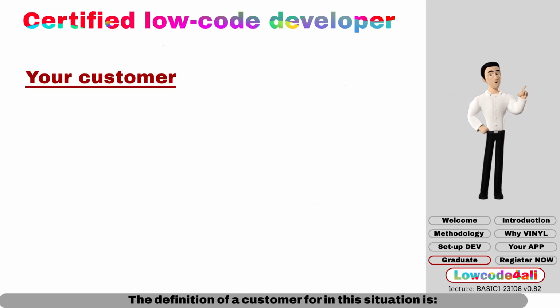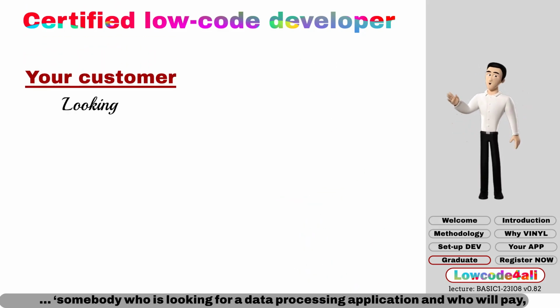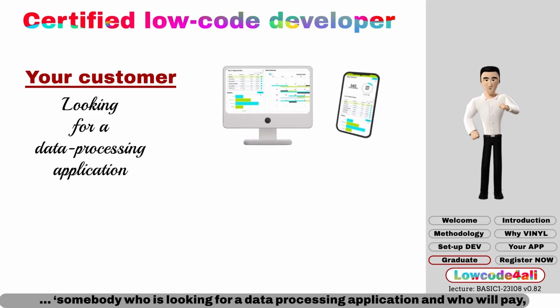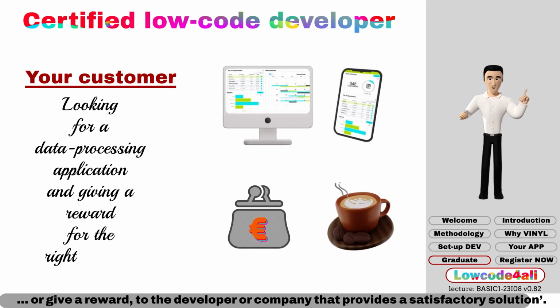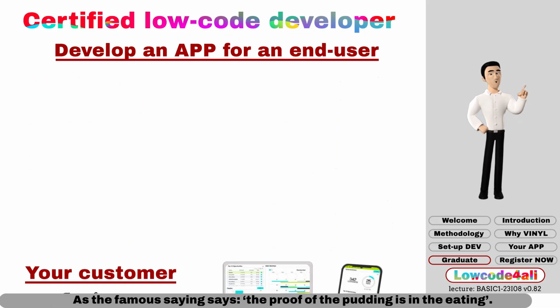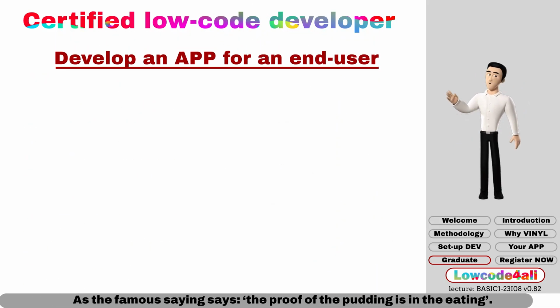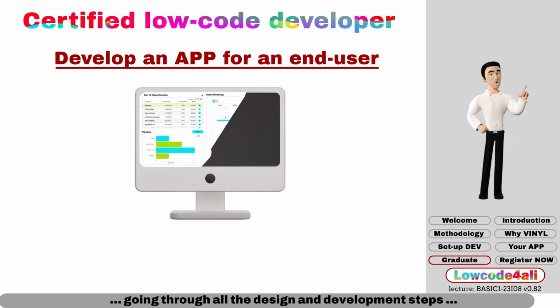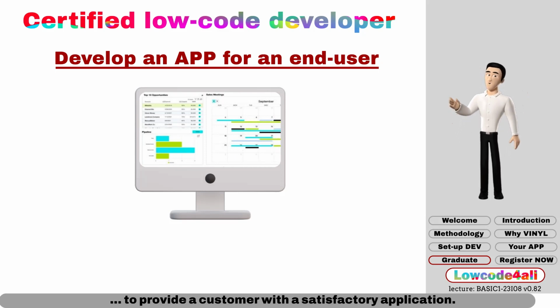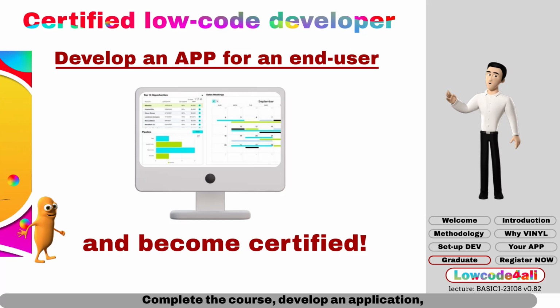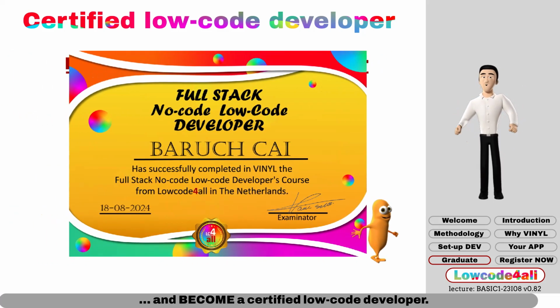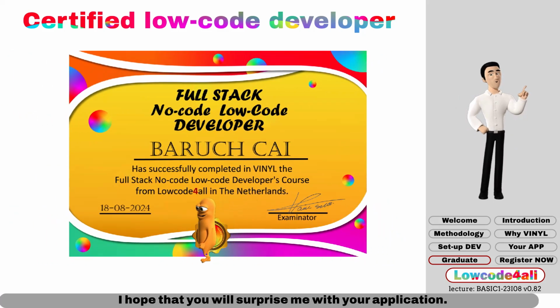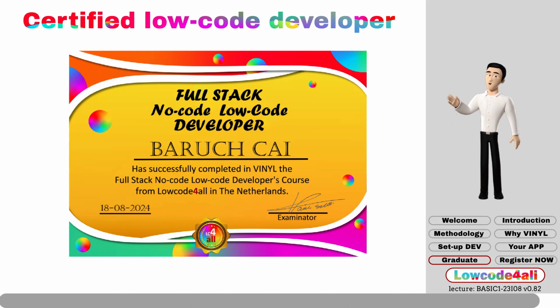The definition of a customer in this situation is somebody who is looking for a data processing application and who will pay, or give a reward, to the developer or company that provides a satisfactory solution. As the famous saying says, the proof of the pudding is in the eating. And for a full-stack developer, that means going through all the design and development steps to provide a customer with a satisfactory application. Complete the course, develop an application, and become a certified low-code developer. I hope that you will surprise me with your application.